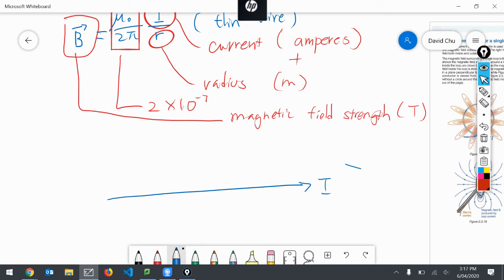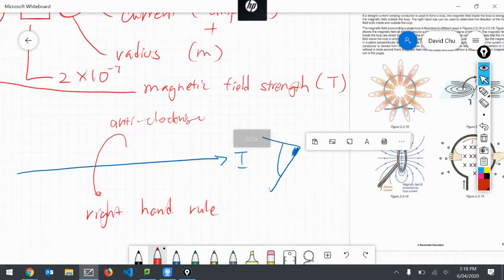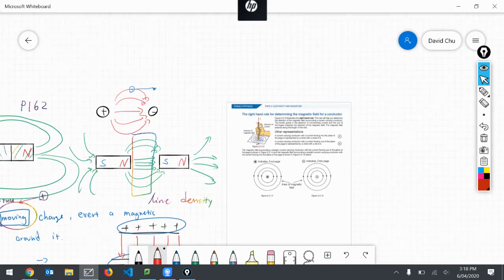First of all, if I have my current moving towards me, then the magnetic field is going to be anti-clockwise. How do I know it's anti-clockwise? You have to use something called the right-hand rule. Before I go on camera, I just want to bring it over to your workbook, and that tells you a little bit more information.